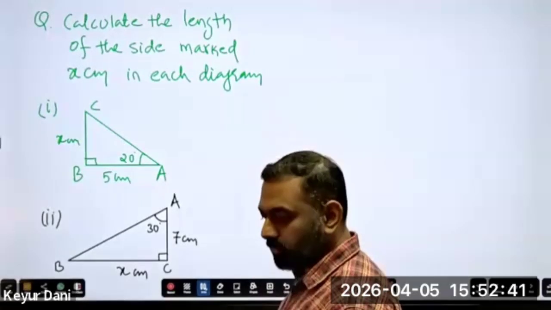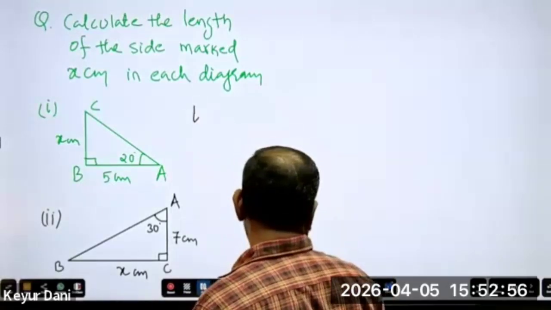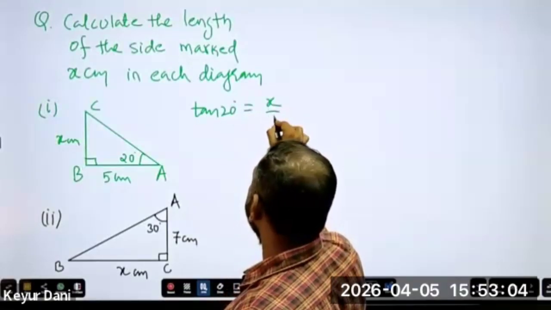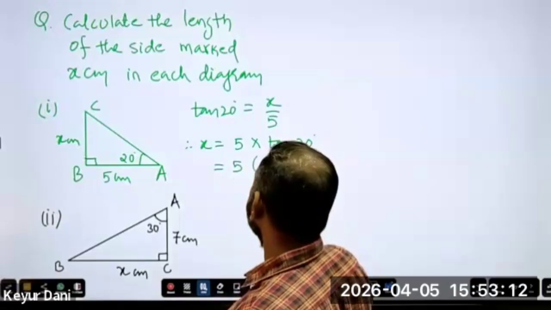Wait, I'm not able to get the first one. 0.072, let me just check. Tell me what is your answer. I'll solve. So here it will be tan of 20 is x upon 5. So x will be equal to 5 times tan 20. What is the value of tan 20?